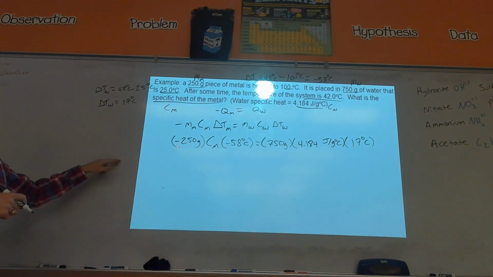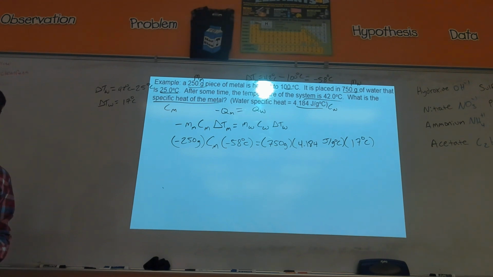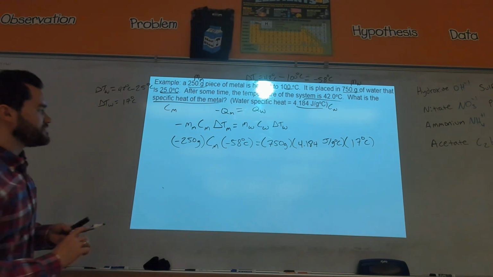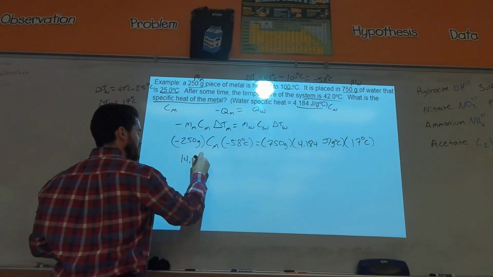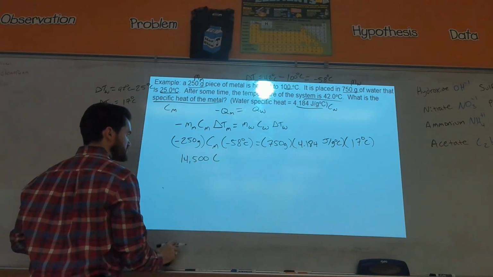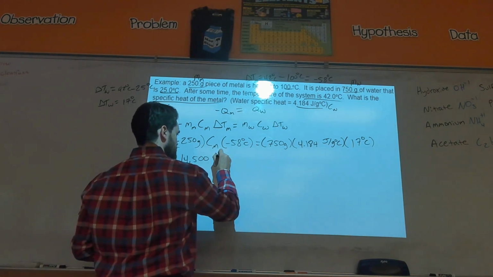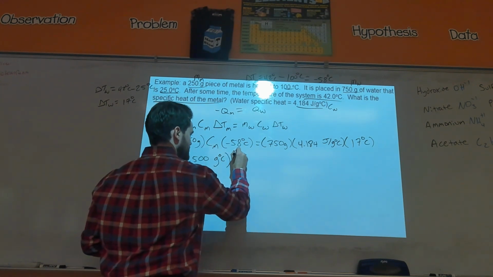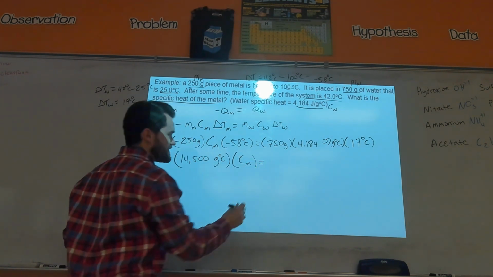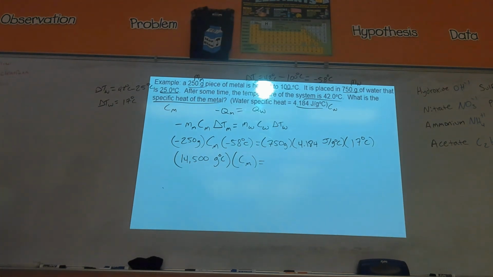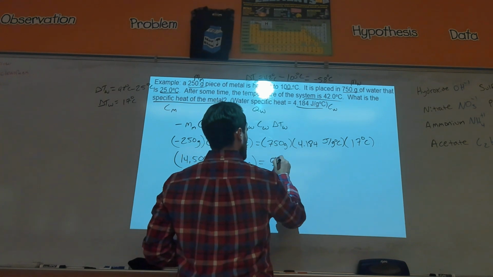So here, negative 250 times negative 58. Let's figure that out. 14,500. Positive, right? Multiplying two negatives becomes positive. And what are the units there? Grams degrees Celsius. And then that times the C sub M equals all that multiplied together: 750 times 4.184 times 17. 53,346. But what are the units?